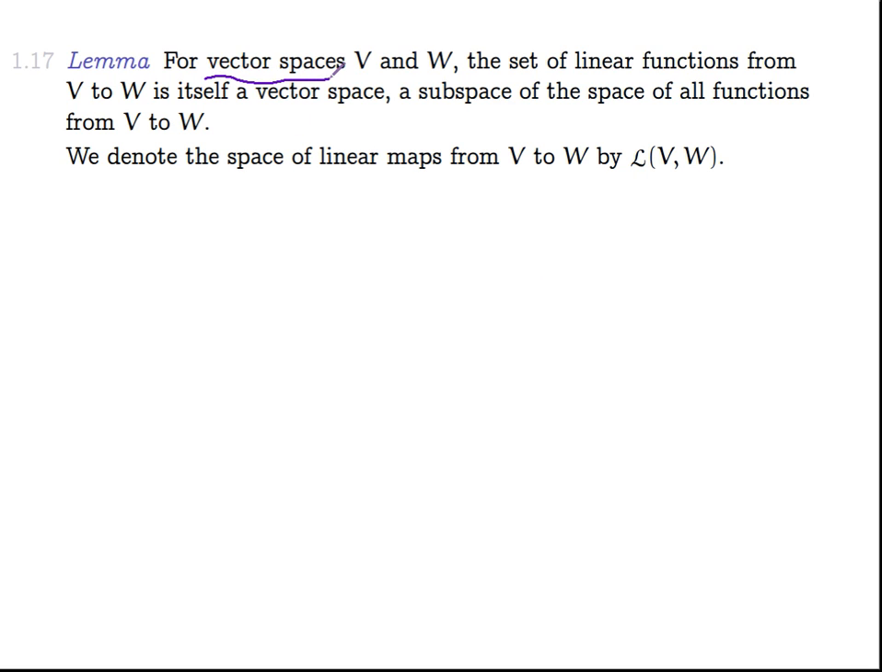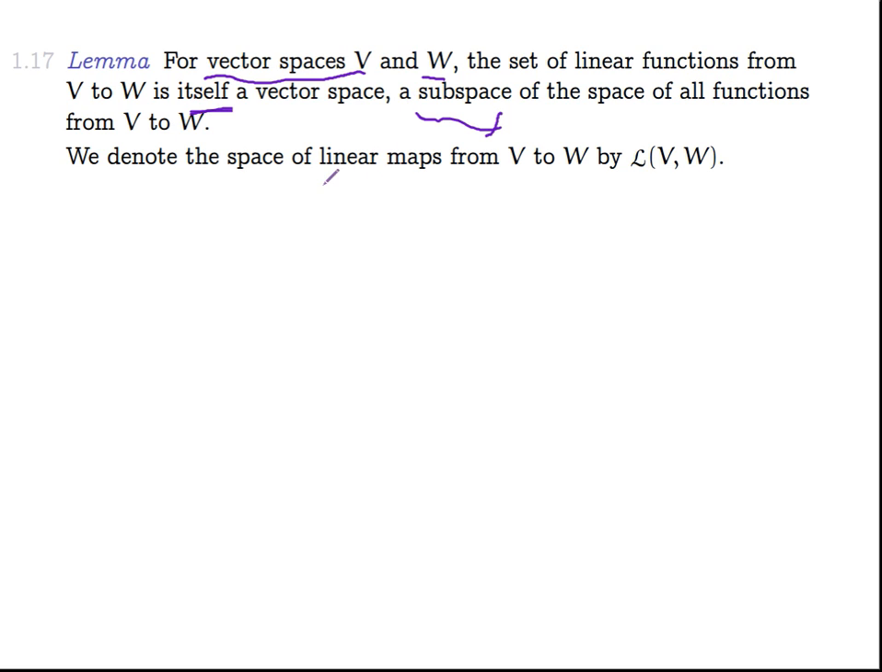Okay. So lemma. For vector spaces V and W, the set of linear functions from V to W is itself a vector space. Now this is quite remarkable, and it's a common strategy in mathematics. You define a mathematical structure, and you iterate the process. You define mathematical structures on top of mathematical structures. And really there's no end to it, and it can get very confusing, but also this type of thinking is very, very powerful. And you can prove very deep results by thinking in this way.